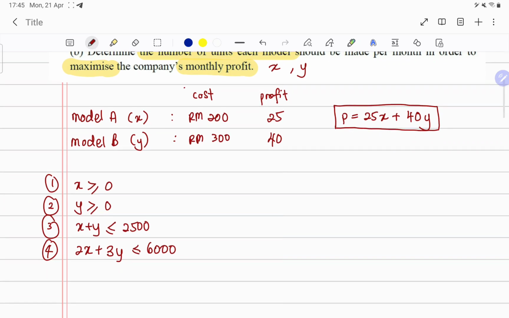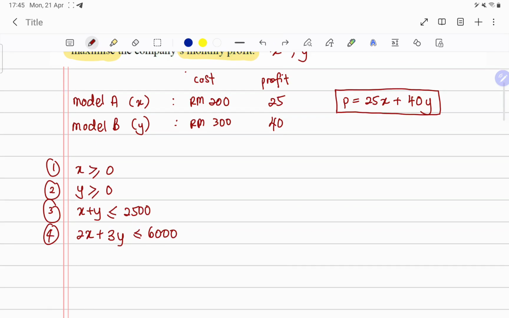Okay, now in order for us to get the values of x and y, how? We need to use these 4 constraints to draw first. So you need to illustrate. In order for us to illustrate, you need to transform these into normal equations first. What I mean by normal equation is that you change the inequalities here, this one, this one, this one, and this one, to the symbol equal.